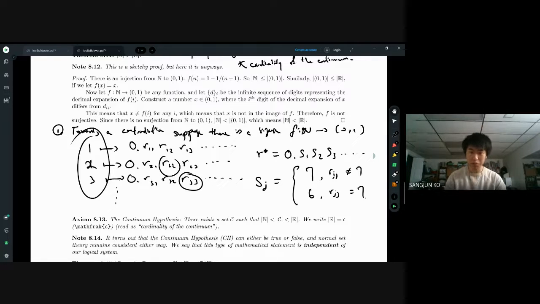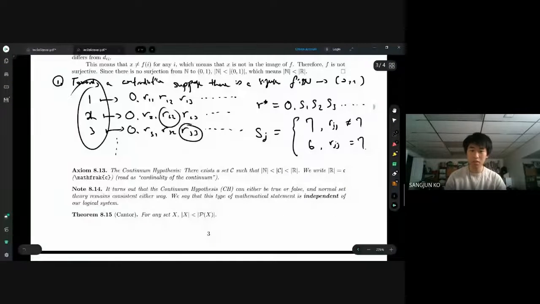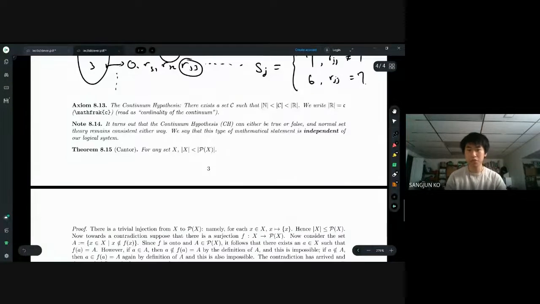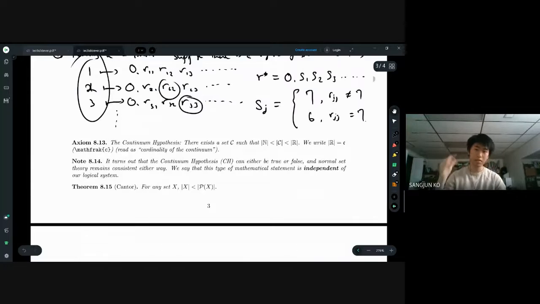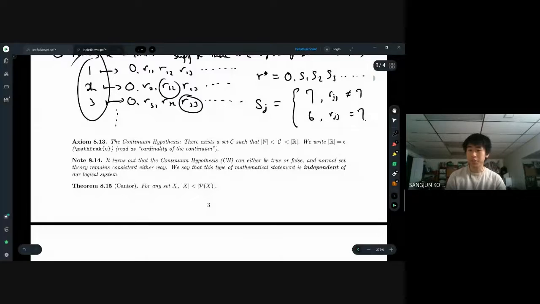Great. All right. The last thing we're going to do before ending today is Cantor's theorem, which I think we promised we would do in lecture 2. It says that for any set X, the cardinality of that set is strictly less than the cardinality of its power set. Or we can just say there is no surjection from a set to its power set.